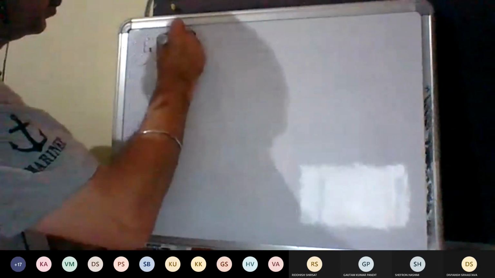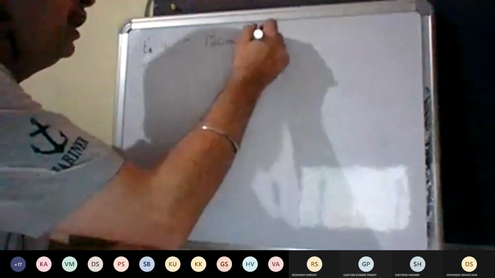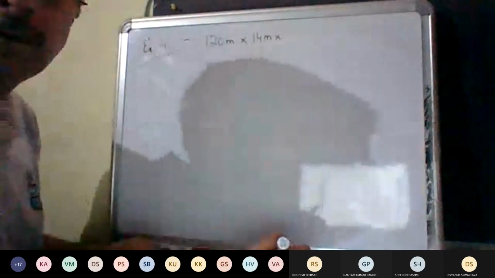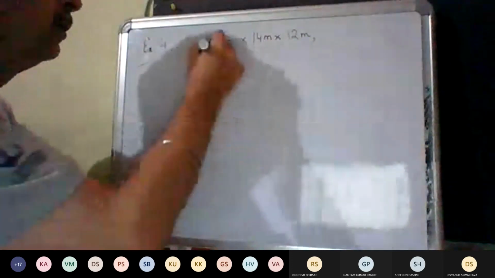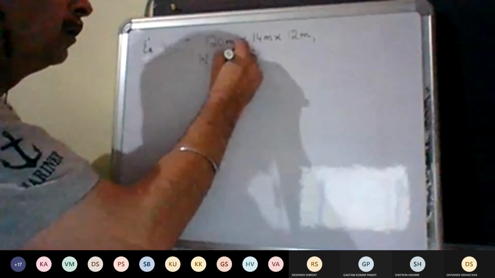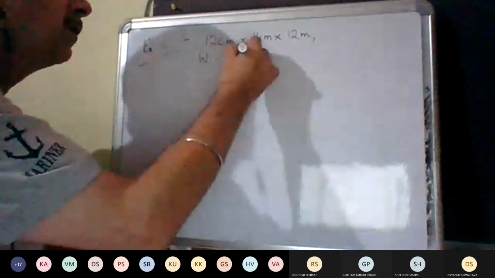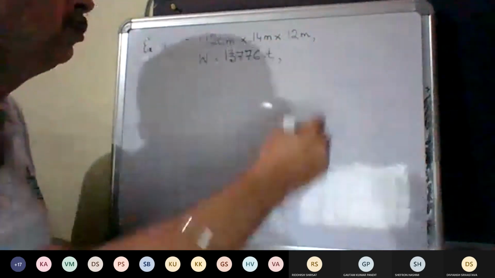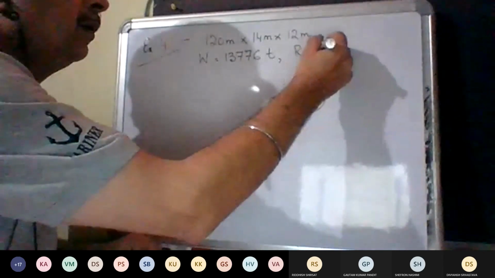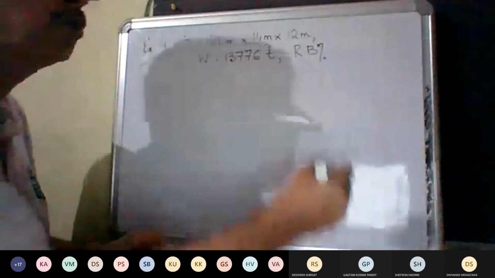Example 4. Box-shaped vessel 120 by 14 by 12. Displacement W is 13776 tons. Find the reserve buoyancy in percentage in salt water.